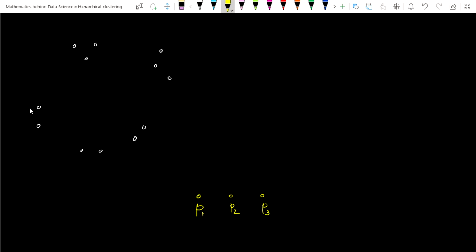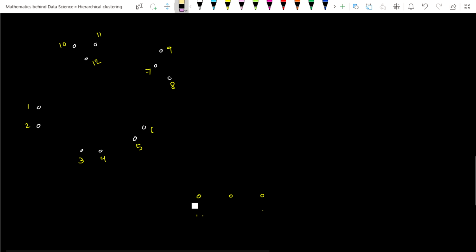So rename it 1, 2, 3, 4, 5, 6, 7, 8, 9, 10, 11, 12. This 12 point we have. Instead of using P1 again, just write it 1, 2, 3, 4, 5, 6, 7, 8, 9, 10, 11, 12. This 12 point we have.